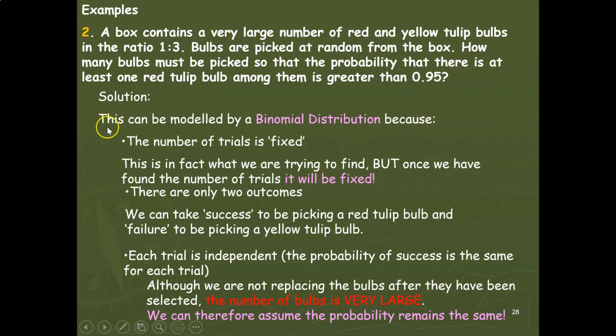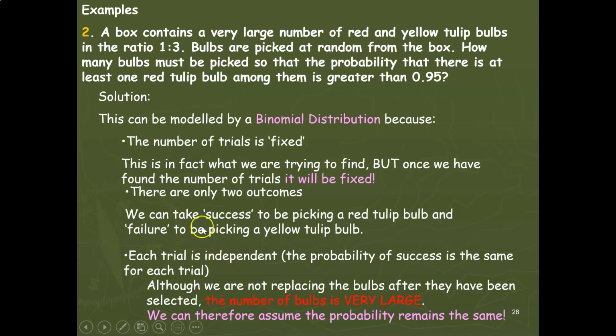So solution, this can be modeled by a binomial distribution also. Why? Because the first one, the number of trials is fixed. This is in fact what we are trying to find. But once we have found the number of trials, it will be fixed. See, we don't have our n yet over here. We don't know how many n. But we are sure it is fixed.